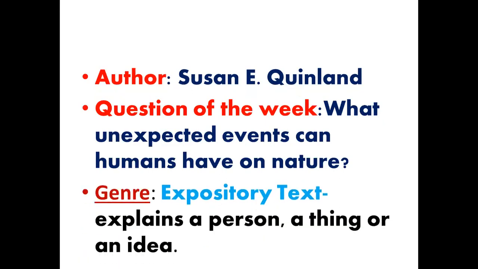Next, we want to look at the genre of the story. Every lesson has a genre. The genre of the story is an expository text. An expository text explains a person, a thing, or an idea. For the last 2 weeks, the genre of those lessons has been expository text. So even this story that you're doing this week will also be an expository text, which explains a person, a thing, or an idea. Right. So we move on to the vocabulary in the story.